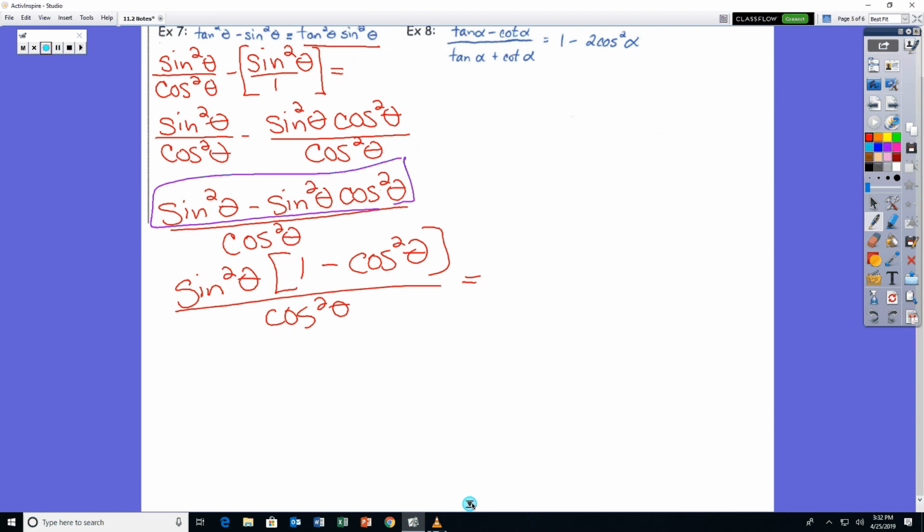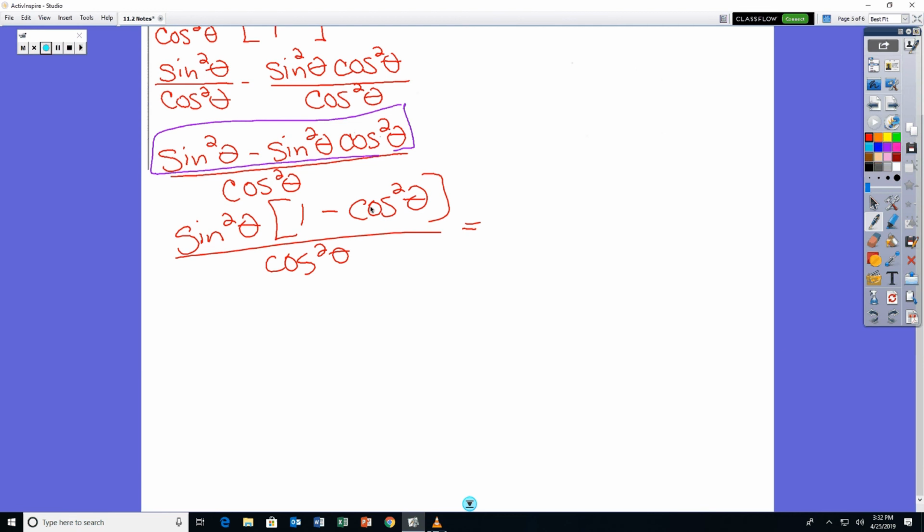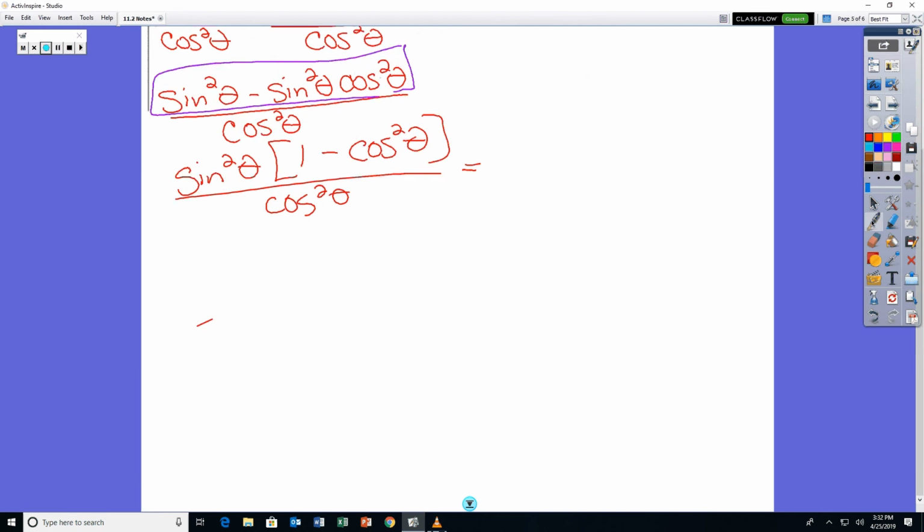Alright, move that up. In our fraction here, this is one of our Pythagorean identities, which would allow us to change 1 minus cosine squared theta to sine squared theta, times sine squared theta over cosine squared of theta.